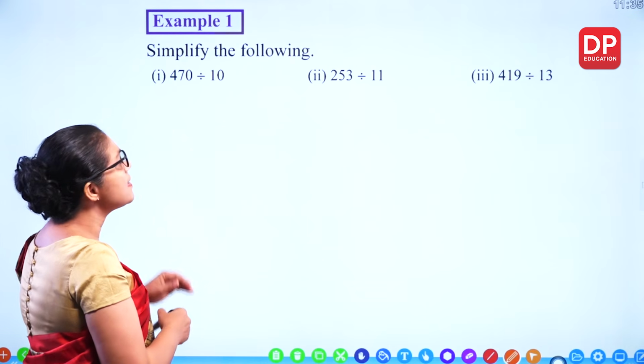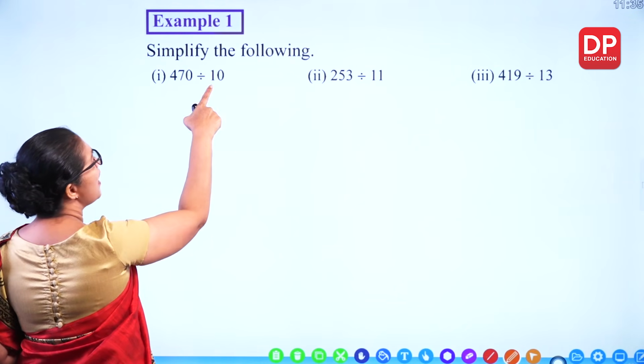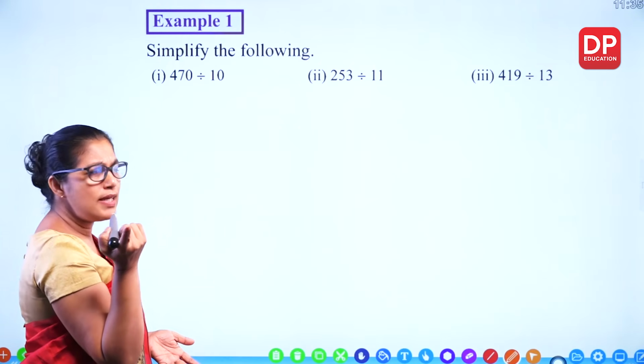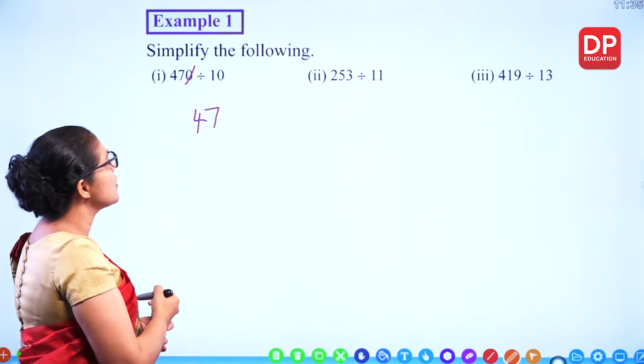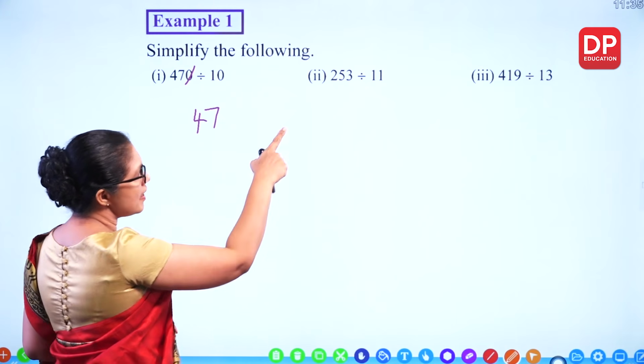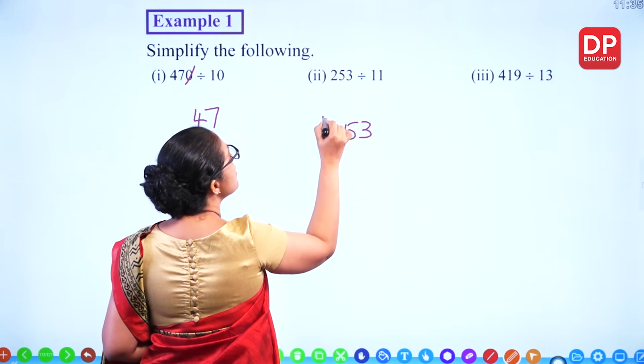Example number 1. Simplify the following. Now this is division. So how we do division? Divide by 10 is just cross out the 0. So that straight away you can find out the answer. That's 47. But when you get a number like this, it's easy to do long division.